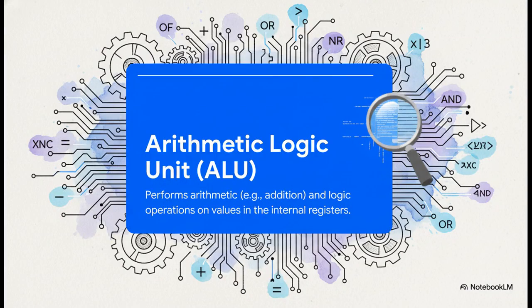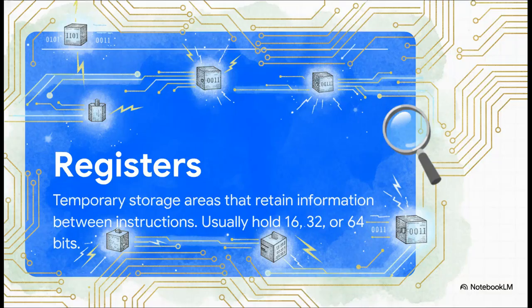The other half of the brain is the arithmetic logic unit, or the ALU. This is the calculator. The control unit gives the orders, and the ALU does the math. It handles all the addition, subtraction, and all the logical comparisons. Every single complex calculation you can possibly imagine boils down to the super simple operations happening right here in the ALU.